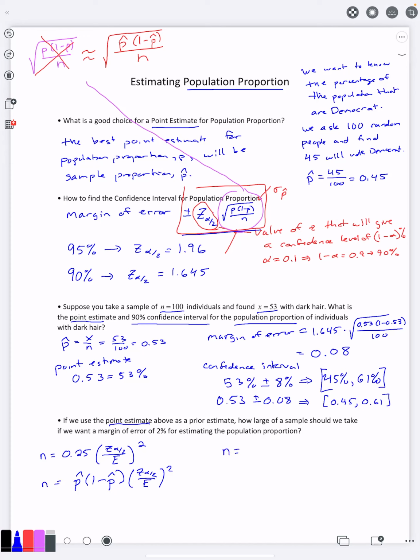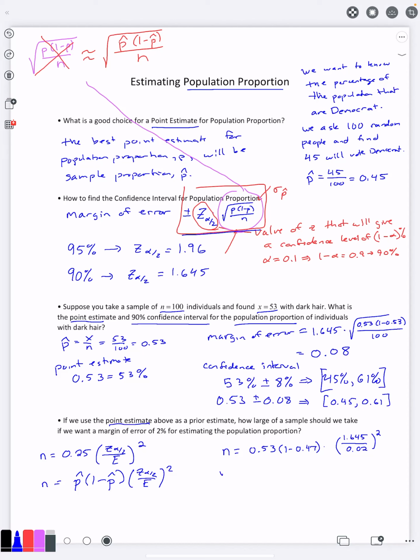So I use the bottom formula because we have our previous guess. Our previous guess is 0.53. I know my z alpha over 2 from before is the 1.645, and I'm dividing it by the error, which is 0.02, and then I'm squaring that. So let me go ahead and put this all in my calculator now. 1.645 divided by 0.02, and then square that answer. Then multiply that by 0.53, and then 1 minus 0.53 is 0.47.